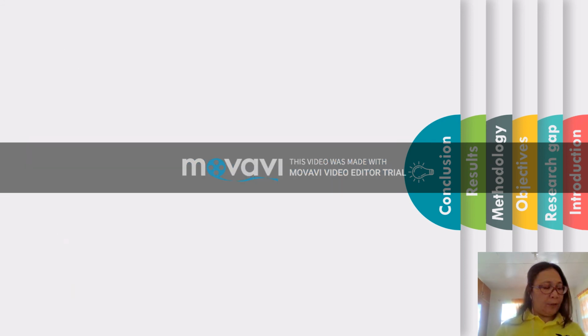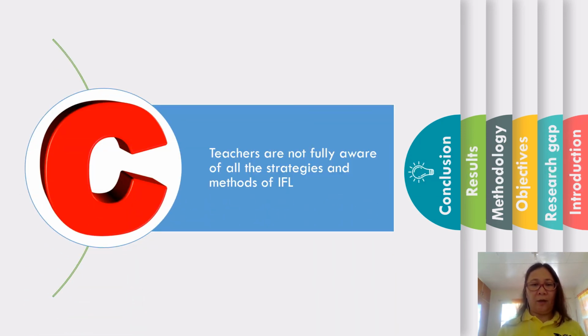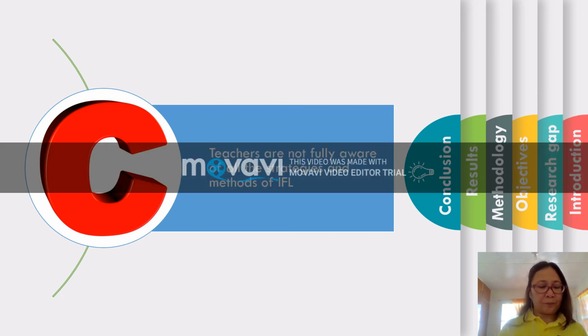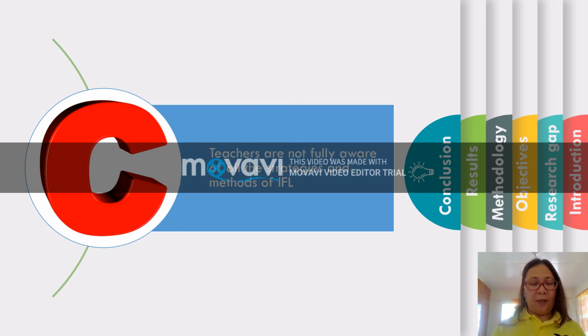So, the teachers are not fully aware of all the strategies and methods of integration of faith and learning. Why? Because the teacher is not fully aware of the strategies that must be used in the learning system, where they only focus on the strategy or method they use, but basically there must be variance in the learning process.